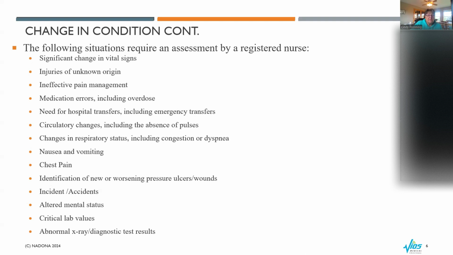Altered mental status. If there's lab values that are critical and abnormal, the RN should be called in. An abnormal X-ray or diagnostic test results. These are all things that you would want an RN involved with, but as you can see, there's a lot of things that could go wrong. Any one of those could become a change of condition in and of itself, but a lot of times we'll see one or two of those happening.